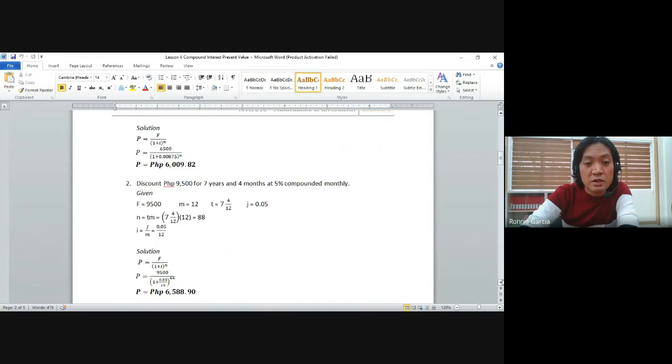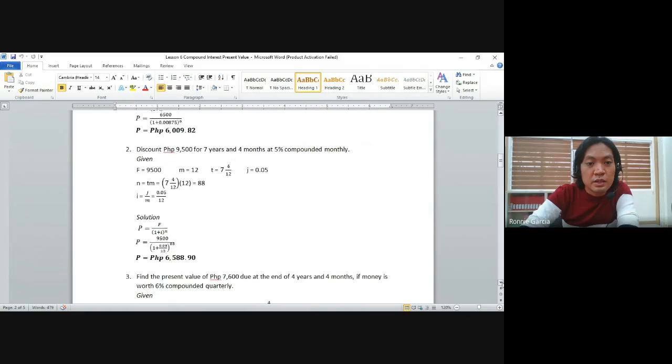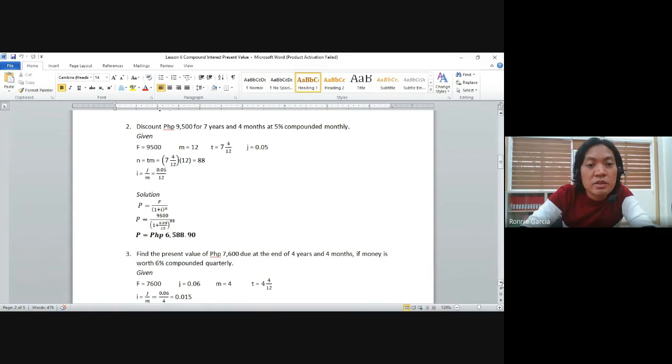After that, we'll have the second example, and I will read that. Discount 9,500 pesos for 7 years and 4 months at 5% compounded monthly. So the term that this example used is discount. So this is the opposite of the word accumulate. In the previous lesson, we usually encountered the word accumulate because we are going to increase the amount of money because we are getting the future value. So the opposite of that is discount.